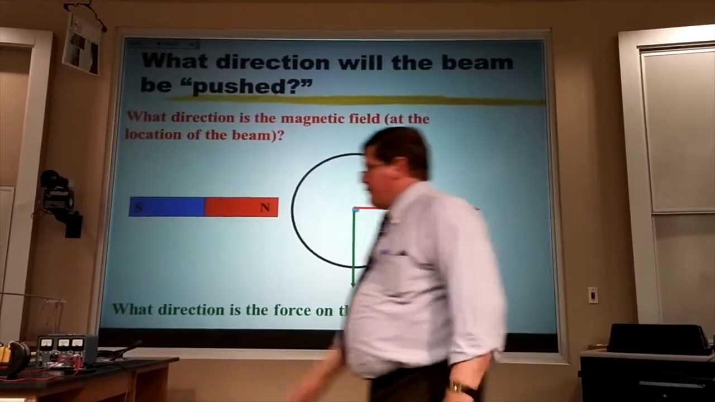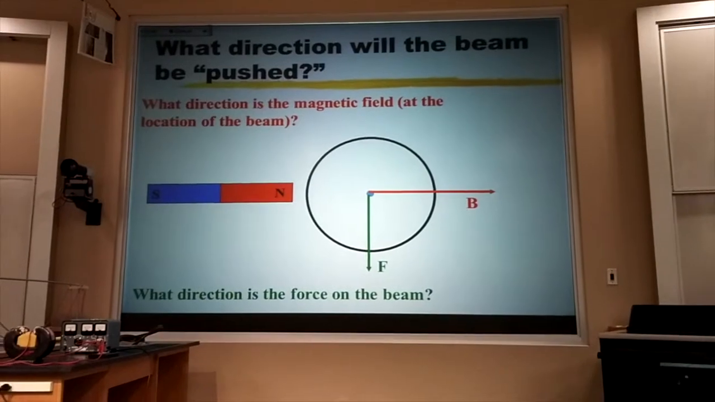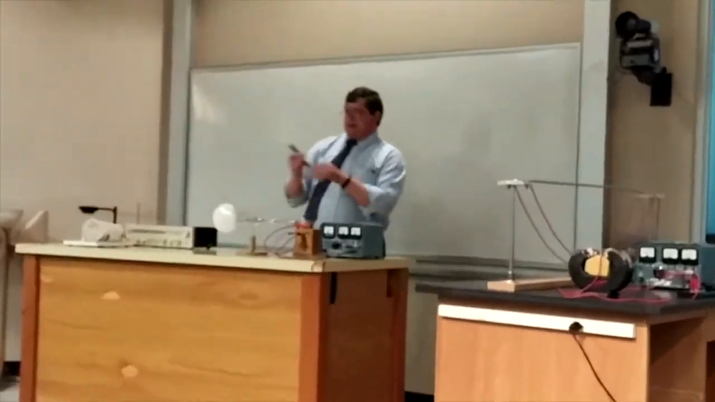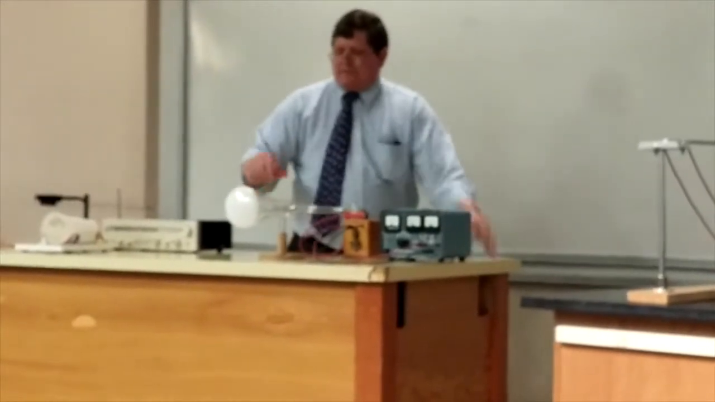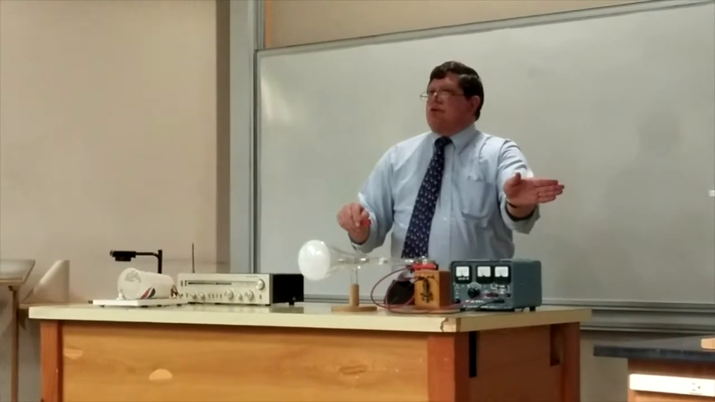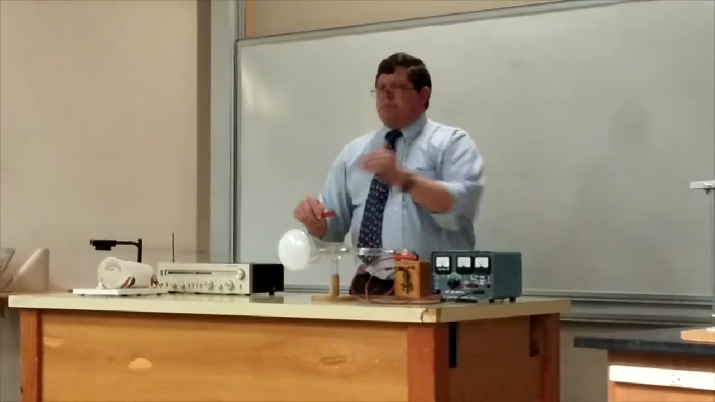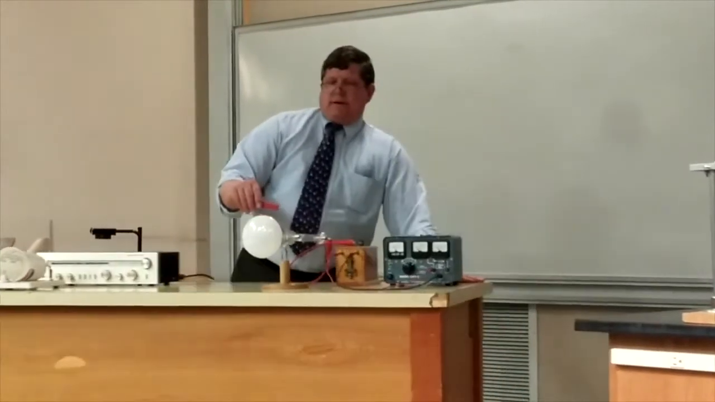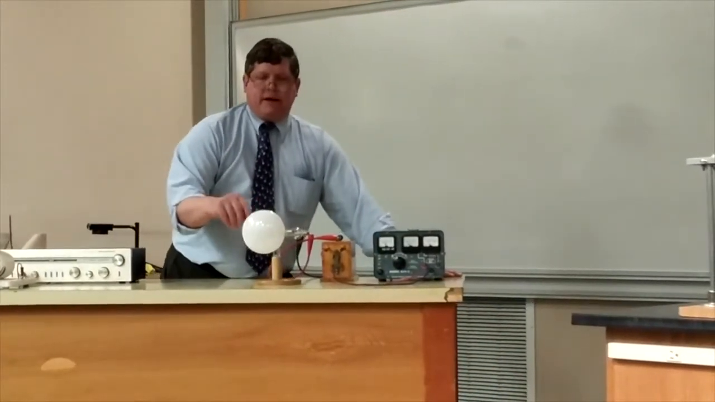Okay, we found that if we had this beam coming towards you, a beam of electrons, and we brought in this bar magnet, that the North Pole coming out of the bar magnet didn't push the beam to the right, didn't pull the beam to the left, but pushed the beam down. Okay, and I hope everyone has seen that by now.